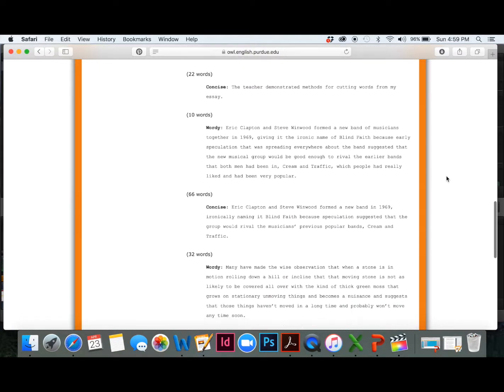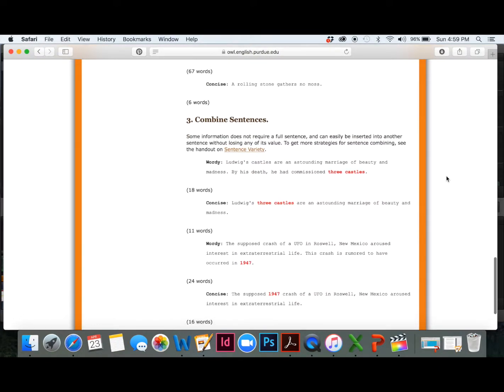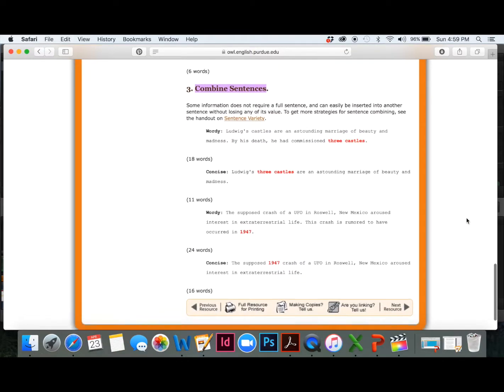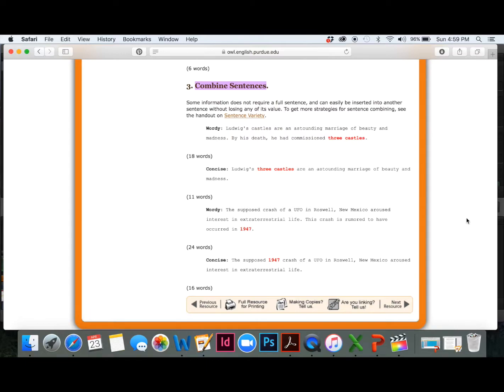So the third tip that they have here is simply to combine sentences. So their example is, Ludwig's castles are an astounding marriage of beauty and madness. By his death, he had commissioned 3 castles. But combining that to a more concise sentence is, Ludwig's 3 castles are an outstanding marriage of beauty and madness. These 3 tips from Purdue OWL can definitely help you with wordiness as well.